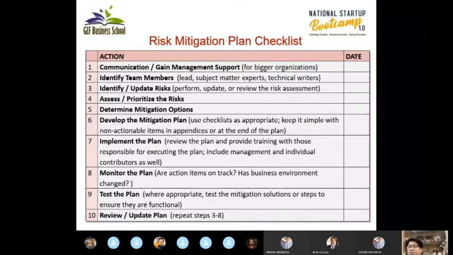I suggest the use of the checklist, as they are efficient, straightforward, and it will ensure important items are not missed. While these items may seem obvious and not very complicated, the key of risk mitigation is action, not just writing reports or making lists of action items.